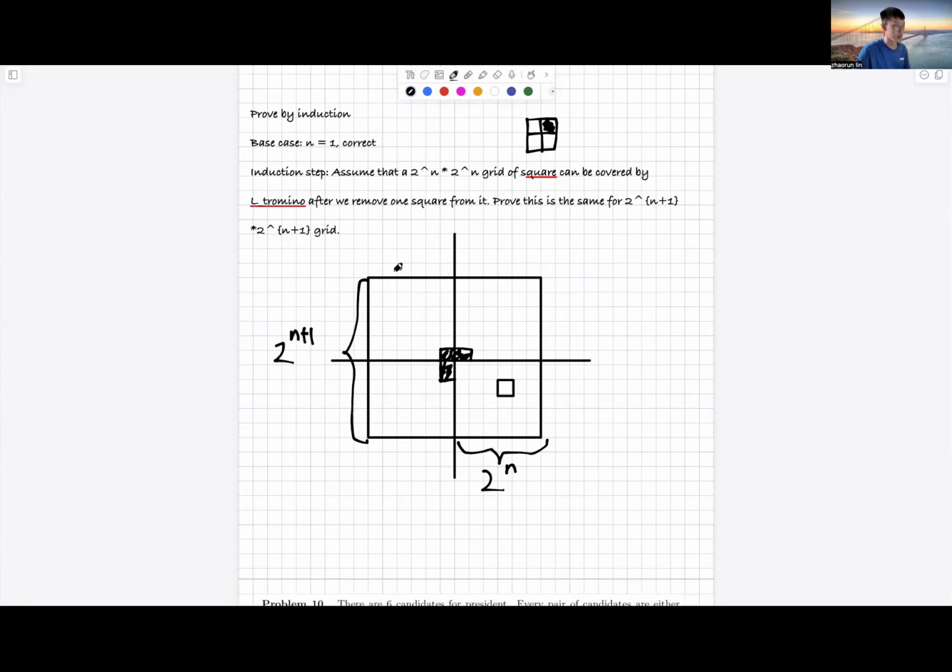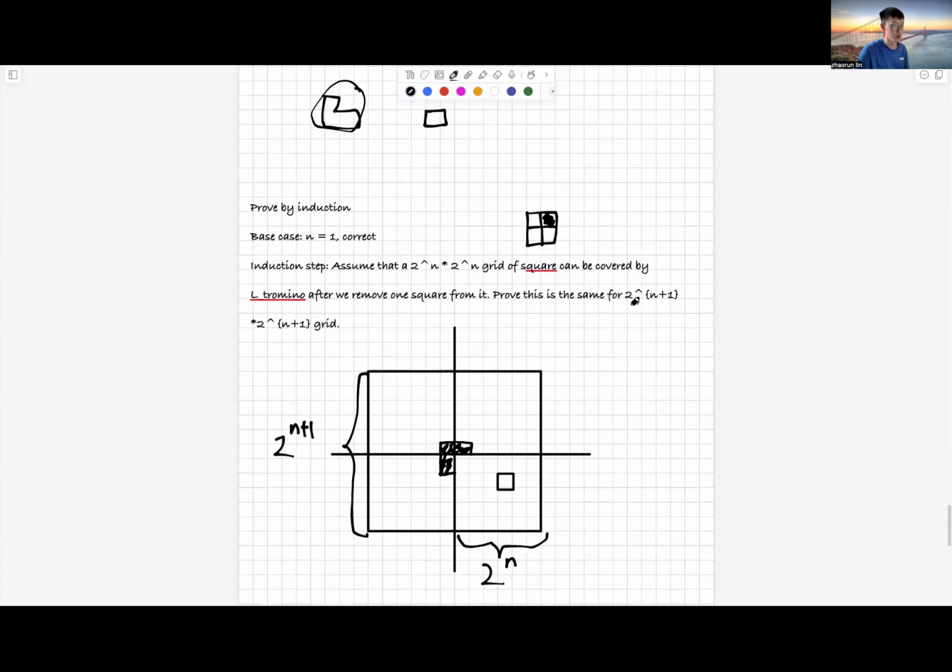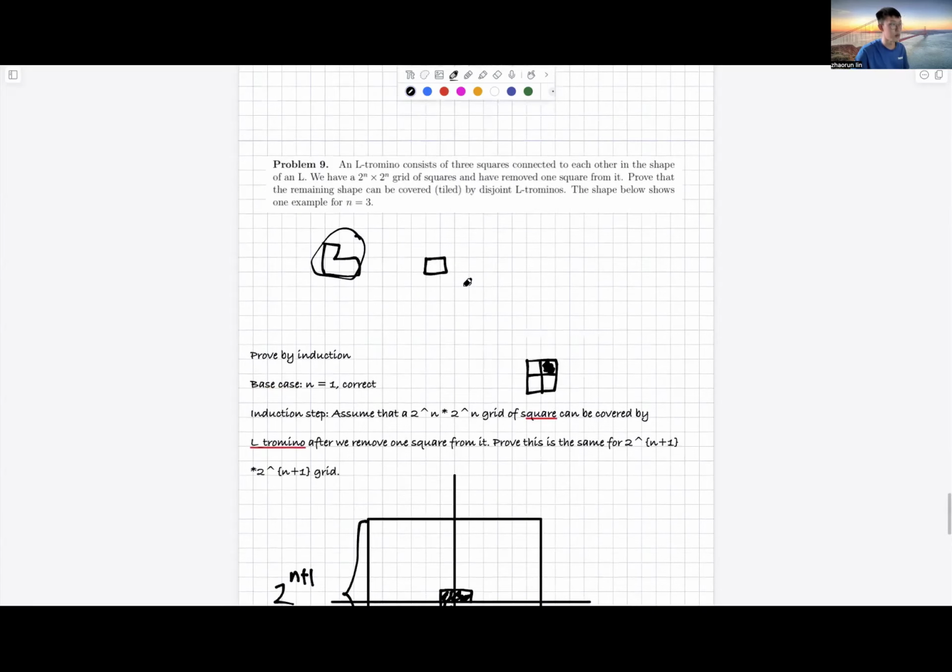So this is the proof. So we prove that for 2 to the n plus 1, the case is the same, so we can also cover it. And so we actually proved this. So for any n, we can cover the grid by L trinomials if we remove 1 square from it.